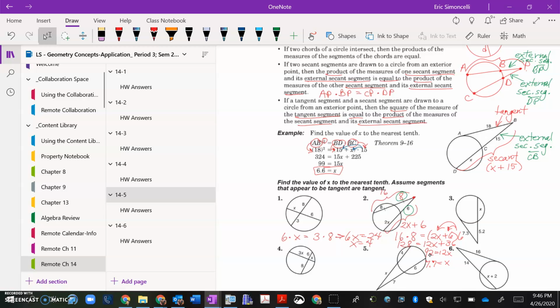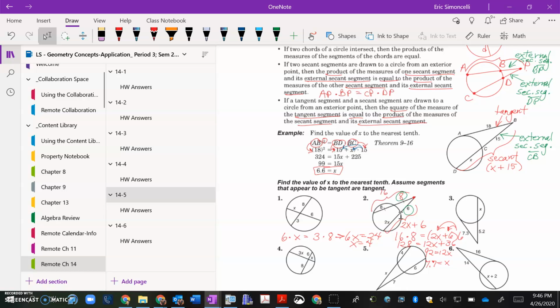If you were asked to find, let's say, 2x inside the circle, just that alone, you could simply multiply 2 times what we just got and get your more specific chord value. As hopefully we can bring back from other sections, a chord is inside the circle because its endpoints are on the circle. Just to keep that in mind for the future.